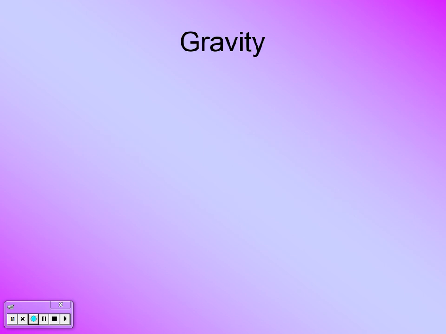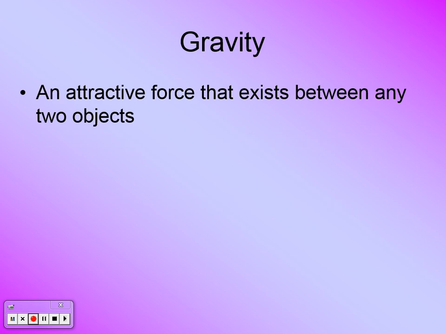So, that being said, gravity is an attractive force that exists between any two objects. Or if you want to be a little bit more specific, any two objects with mass. But you can't be an object if you don't have mass, so it's kind of redundant, but whatever. Okay? The fact that it's an attractive force means it does what? Pulls things together, right?